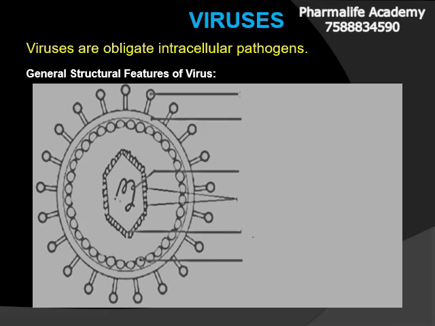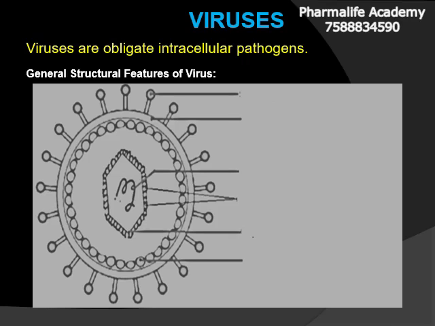Viruses. Viruses are obligate intracellular pathogens. Obligate intracellular pathogens are pathogens which cannot reproduce outside their host cell. Their reproduction is completely dependent on intracellular resources. They use the machinery and metabolism of a host cell to multiply.